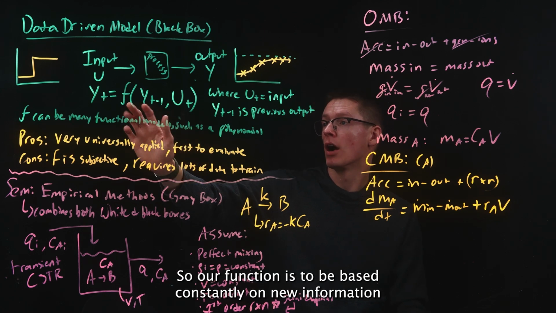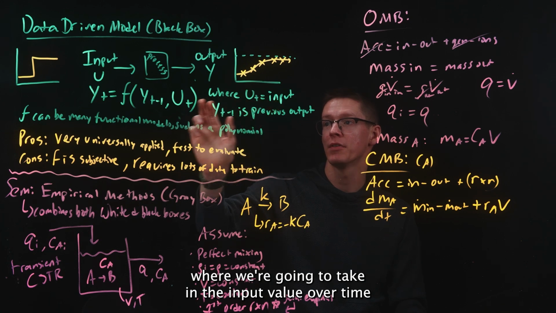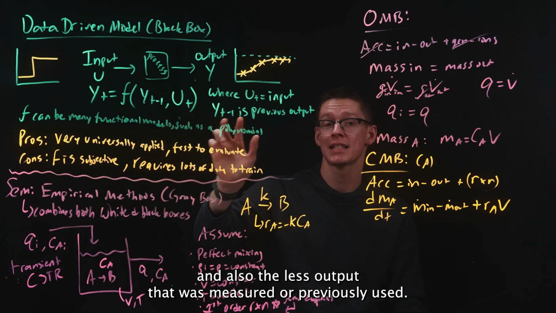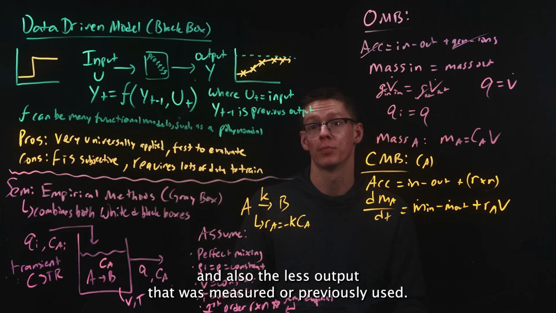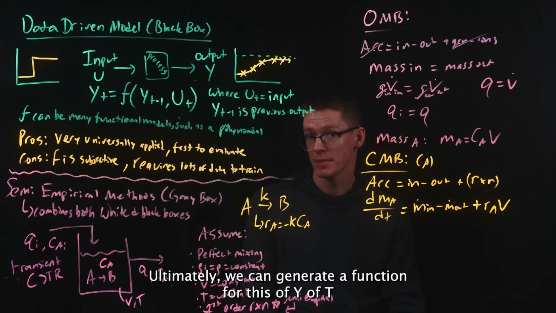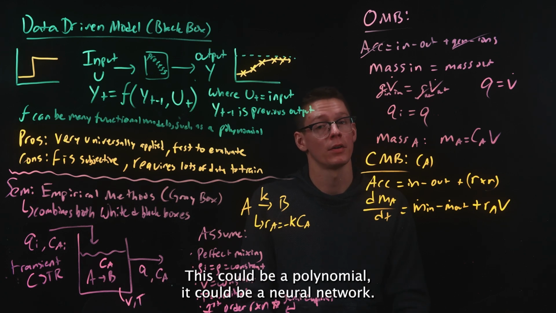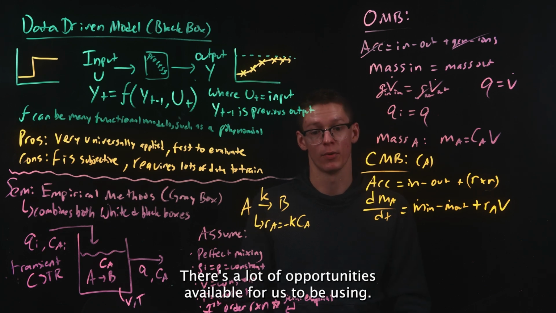So our function is going to be based constantly on new information, where we're going to take in the input value over time and also the last output that was measured or previously used. And that is going to be y of t minus 1. Ultimately, we can generate a function for this of y of t as a function of both, where this function could be of many different models. This could be a polynomial, it could be a neural network. There's a lot of opportunities available for us to be using.